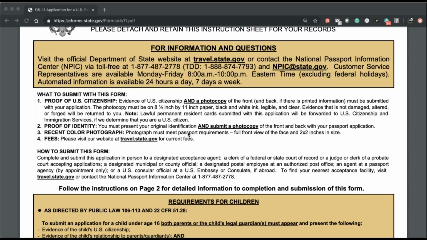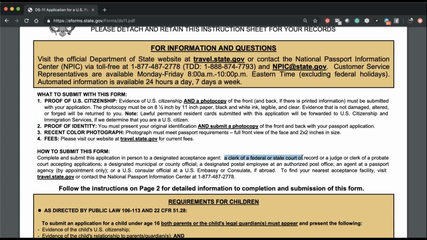Then it says a designated municipal or county official, then a designated postal employee at an authorized post office, an agent at a passport agency by appointment only, or a U.S. consular official at a U.S. embassy or consulate if abroad. Find your nearest acceptance facility, visit travel.state.gov, or contact the National Passport Information Center at 1-877-487-2778.